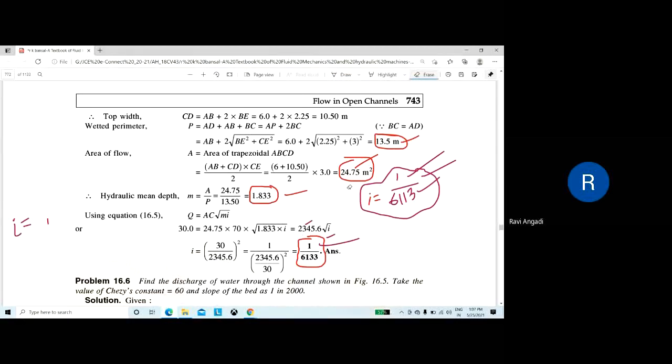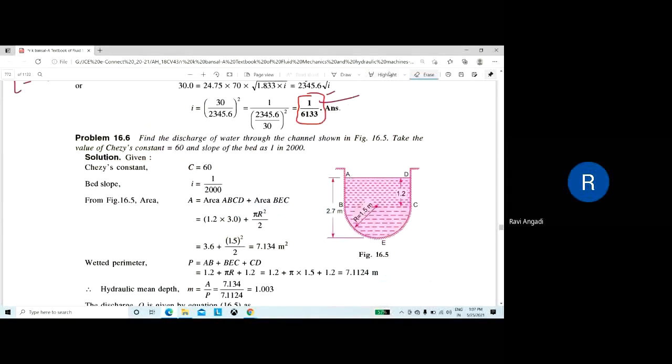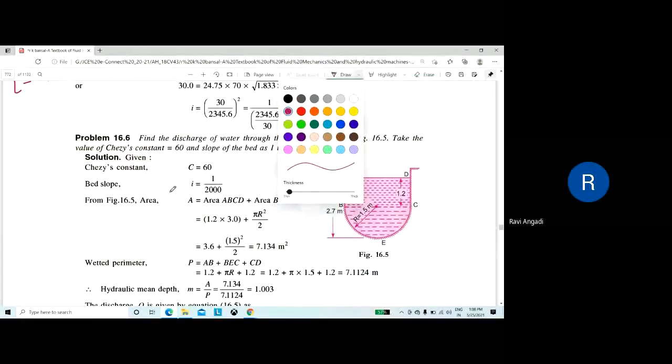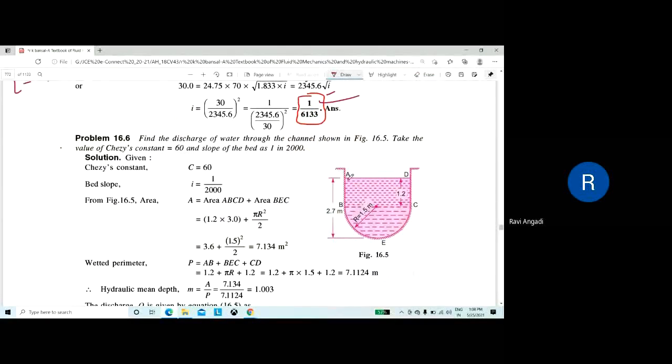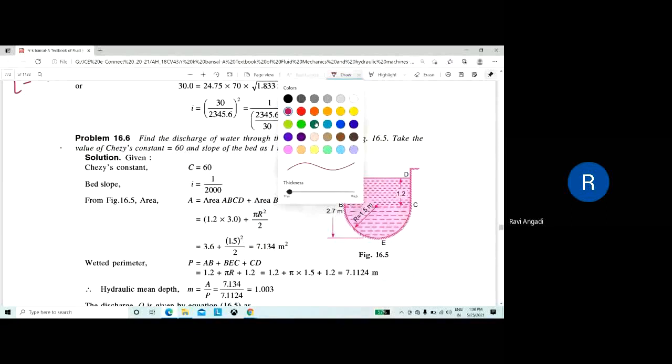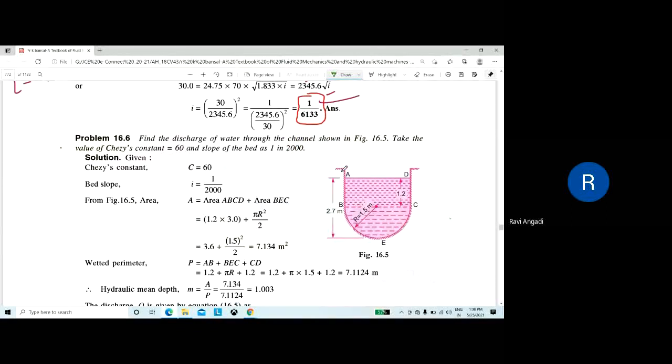Right. So coming to the next problem, this is very interesting and again an important problem. This is the channel section. The shape of the channel section is like this. It looks like a half rectangle portion and a half semicircle. Can you see this picture, all of you? Yes, sir. This is a half rectangle and a half semicircle.